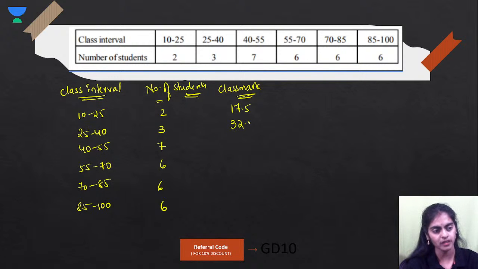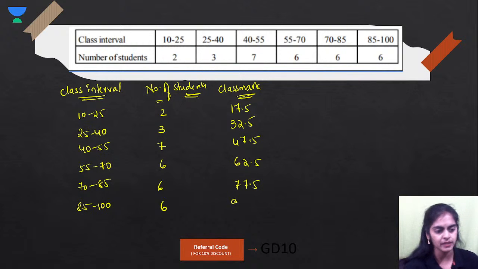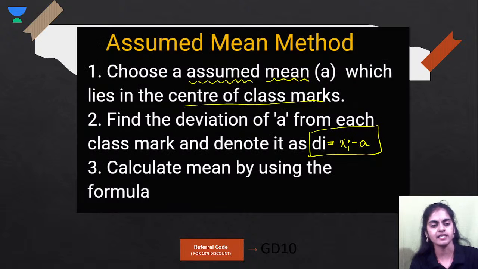So this is 32.5. Again, I add 15. So it is 47.5. Again, add 15. This will be 62.5. Again, add 15. It will be 77.5. Again, add 15. It will be 92.5. Now, after class mark, what is the next step?